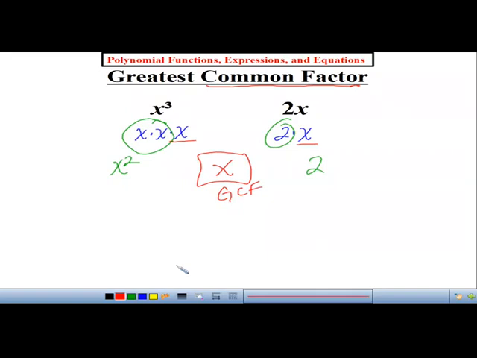Okay, let's do another one. Let's do y to the 4th and 7y to the 2nd. Find me the GCF and write below those what is left for each one.